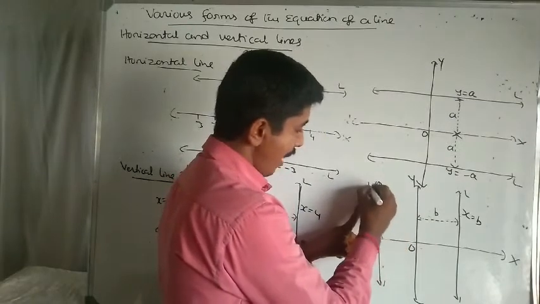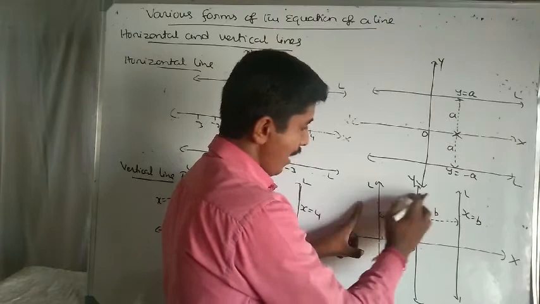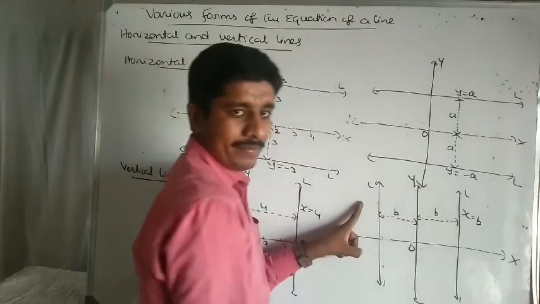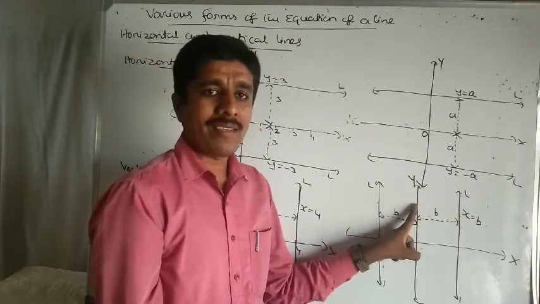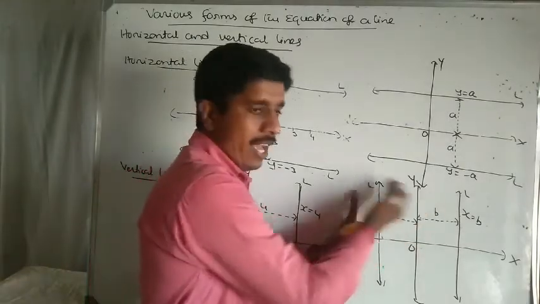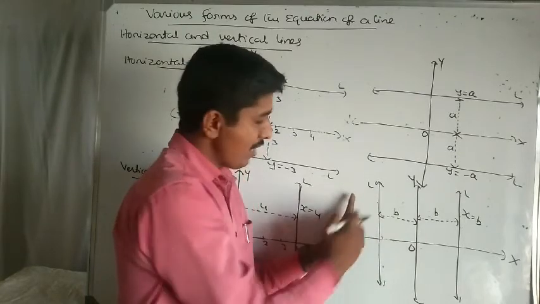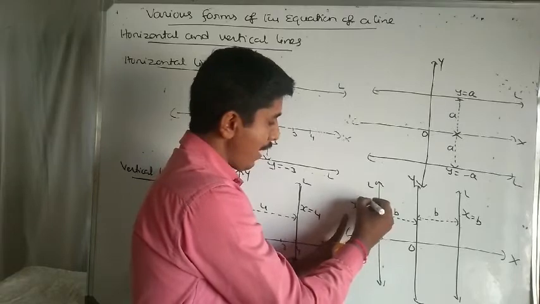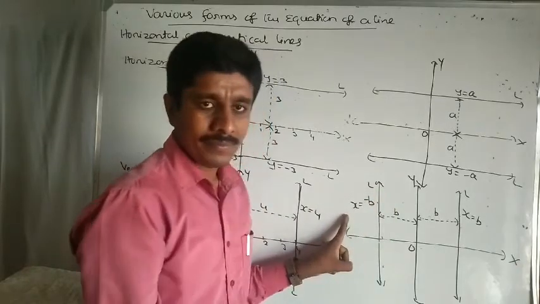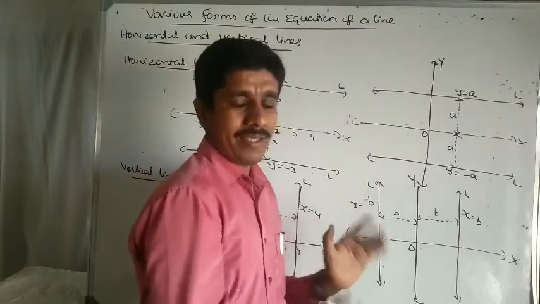Suppose this is line L. The distance between line L and the y-axis, let us take B. Clearly, this line is at a distance of B units from the y-axis, and it lies on the left side of the y-axis, or left side of the origin. Then the equation of this vertical line is x equal to minus B, because this line lies on the left side of the y-axis.